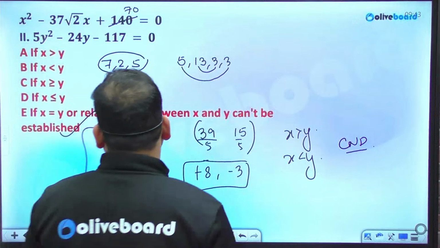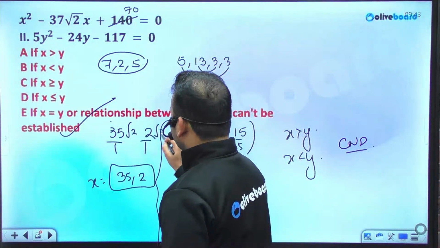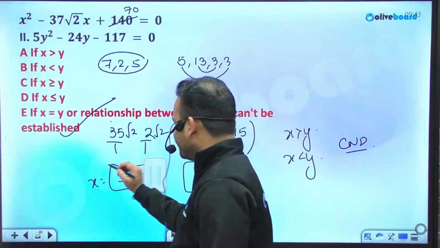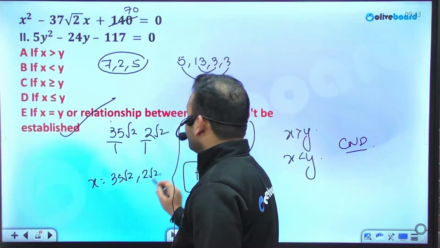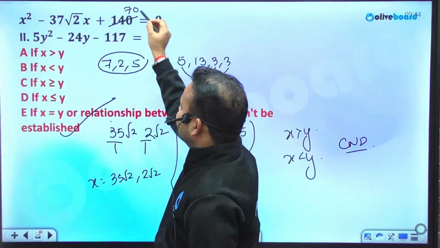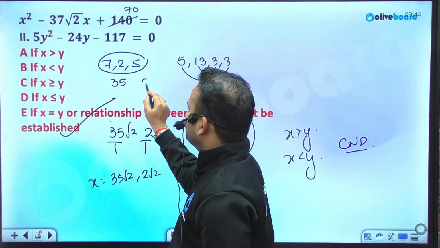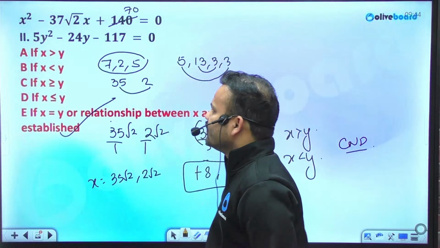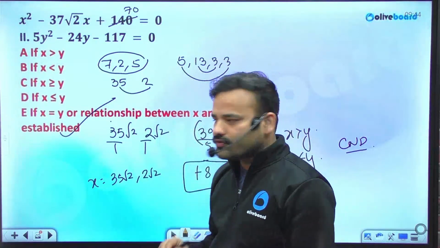Clear? So it was 35 root 2 and 2 root 2. These were the roots. The roots were 35 root 2 and 2 root 2. है ना? Divide this by 2, that is 70. 70 will be broken as 7, 2 and 5. So I found out 35 and 2. 35 plus 2 is what? 37. So one of the roots will be 35 root 2 and the other root will be 2 root 2. ये दोनों रूट्स निकल कर आ गए.